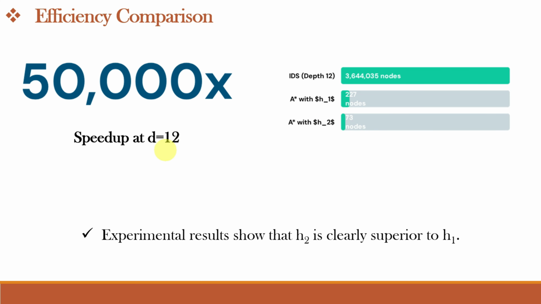This means that at this depth, H2 is roughly 50,000 times faster than uninformed search, proving that it is clearly superior to H1 as well as uninformed search. So choosing the right heuristic is not just a small improvement, it is a total game changer for AI performance.